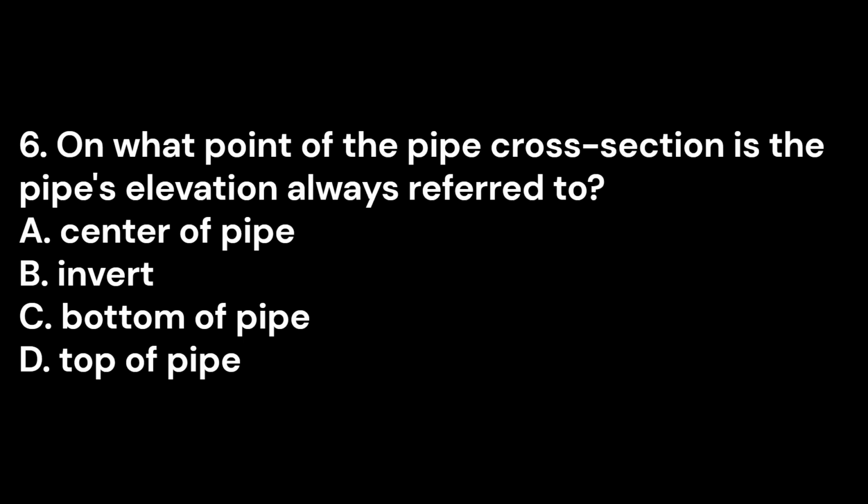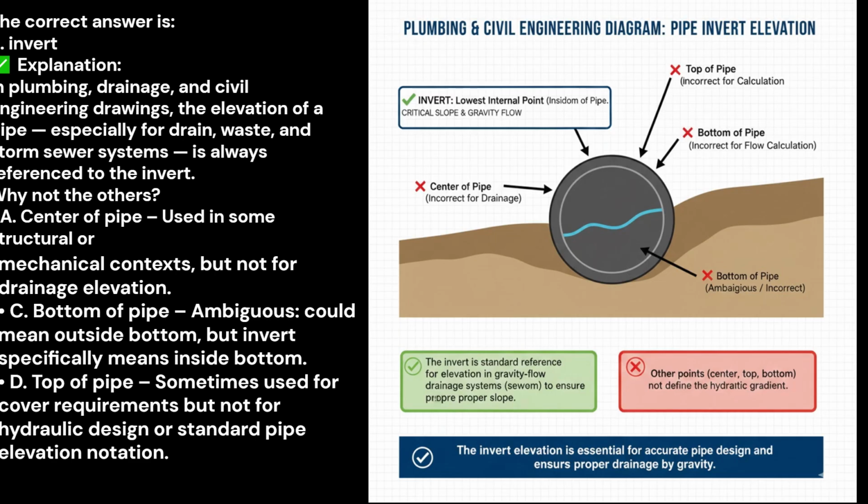Number 6. On what point of the pipe cross-section is the pipe's elevation always referred to? A. Center of pipe. B. Invert. C. Bottom of pipe. D. Top of pipe. The correct answer is B. Invert. Explanation.